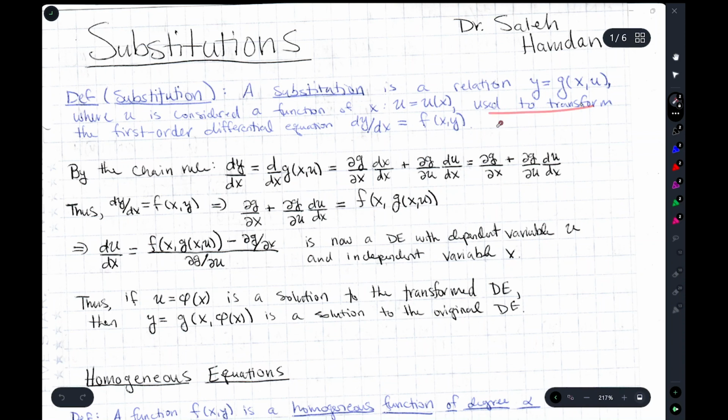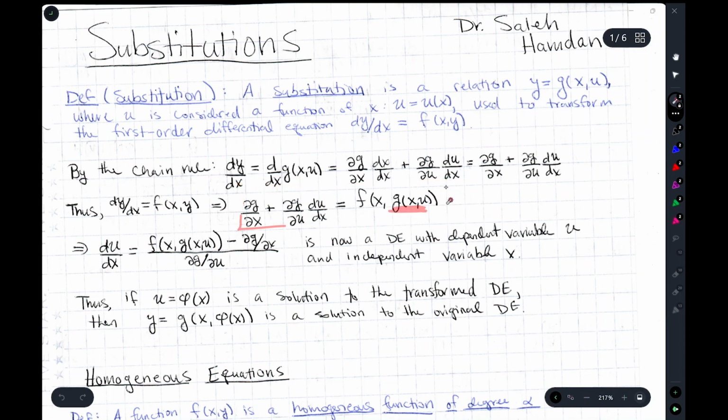So that's used to transform the first order differential equation that we see here. By the chain rule, and again, u is seen to depend on x, if we take the derivative of y, and we have this expression g of x, u, then the chain rule gives this. That's just the chain rule with multiple variables. Here we'll just get dx once we take the chain rule, that's just one, but u does depend on x, so we keep that. And so now we have an expression for dy/dx. Substituting this expression for dy/dx, we have this relation.